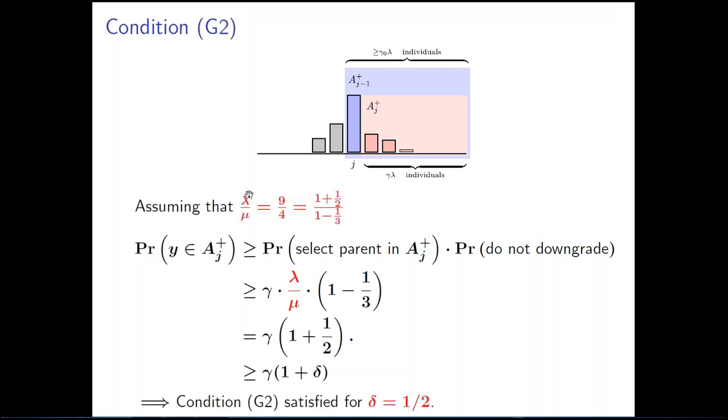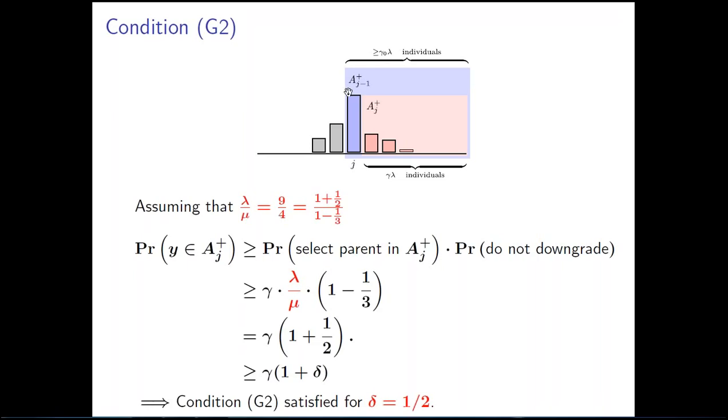This we achieve by picking, for example, lambda over mu to be 9 over 4. Why is this a good choice? Because now this equals gamma times 1 plus 1 over 2. So here we can pick delta to be 1/2, and we have satisfied condition G2. So that's condition G2.